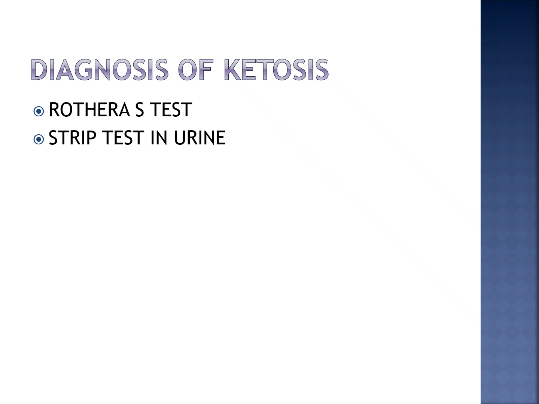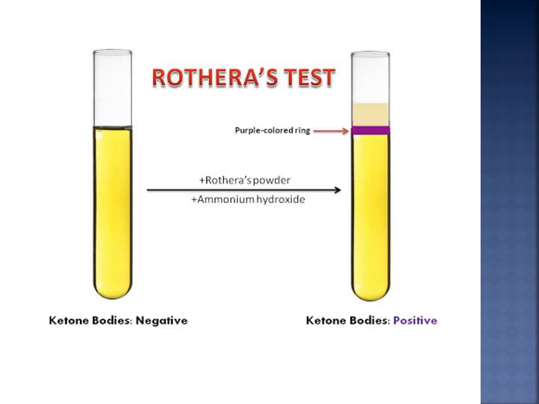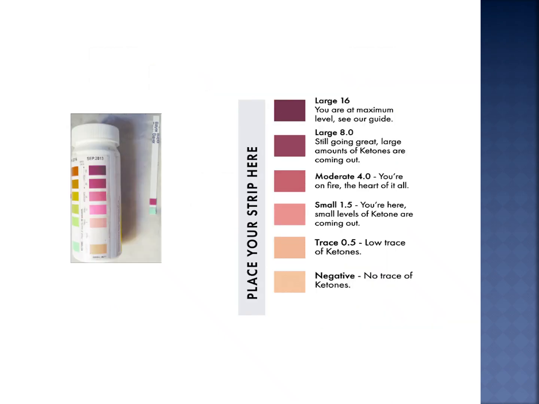Diagnosis of ketosis. To test for ketosis, we use Rothera's test and the urine strip test, simple non-invasive ways to detect these ketone bodies. In Rothera's test, the purple coloring confirms the presence of ketone bodies with Rothera's powder and ammonium hydroxide. The strip test shows different colors indicating the level of ketone bodies.